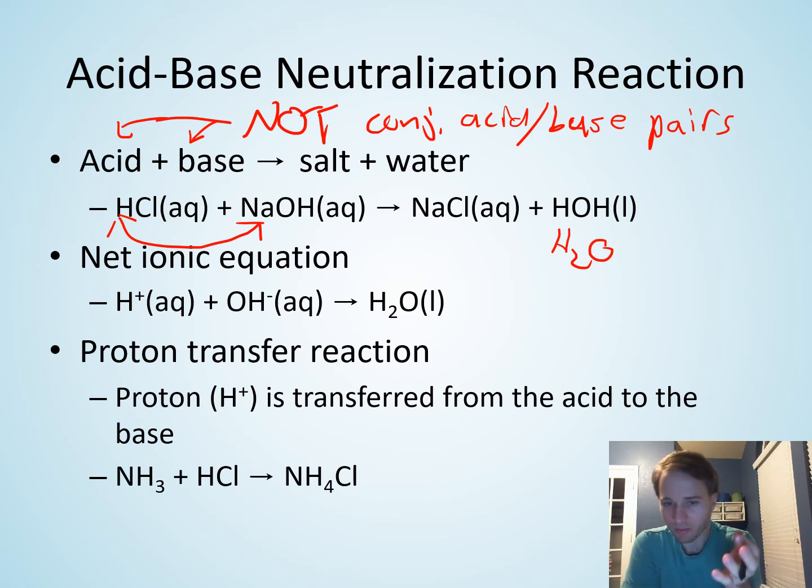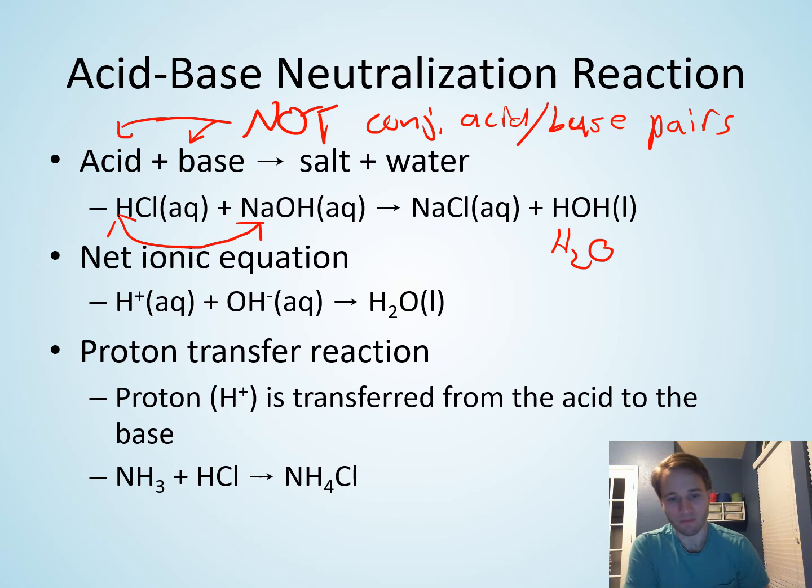The net ionic equation for this reaction is just hydrogen ions plus hydroxide ions forming water. And this is the net equation when you have a strong acid and a strong base being added together. It's not always the case if you have weak acids and weak bases and things like that.